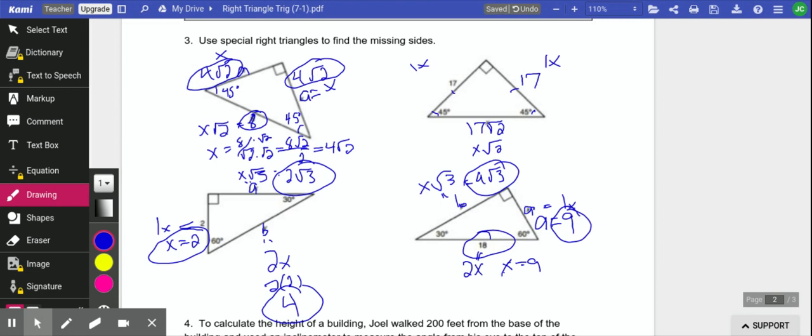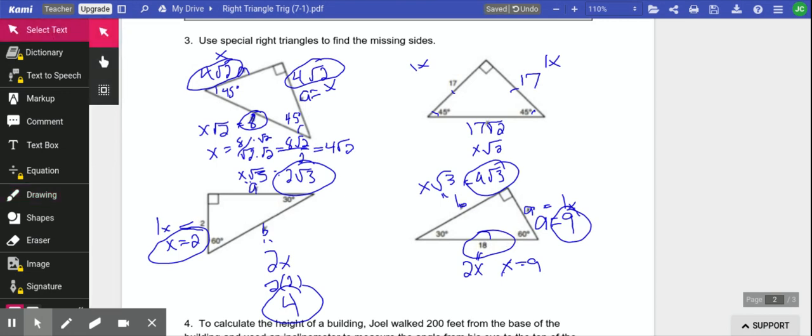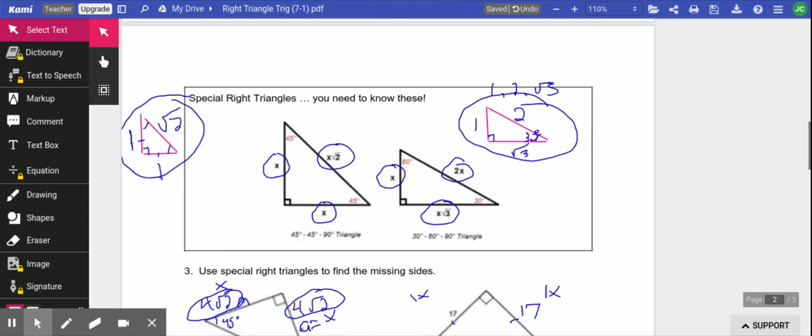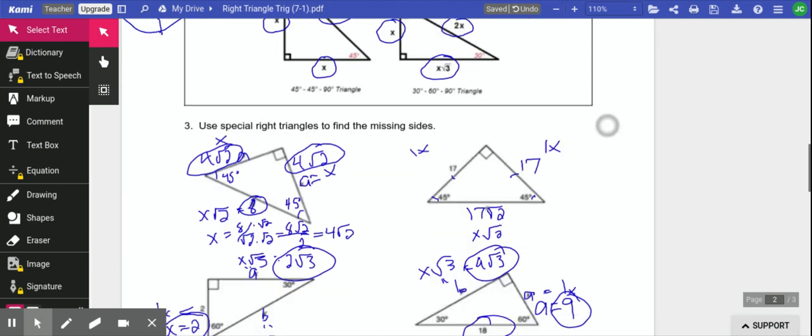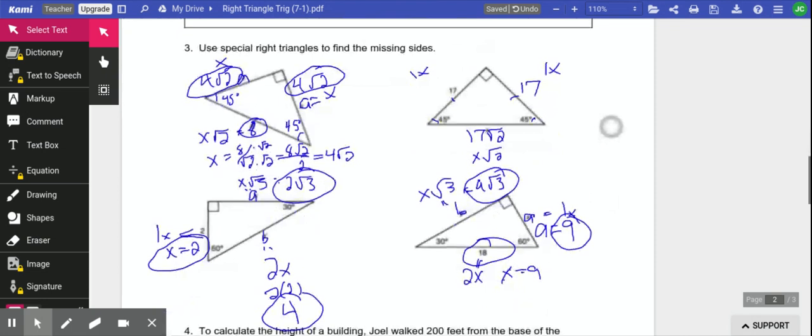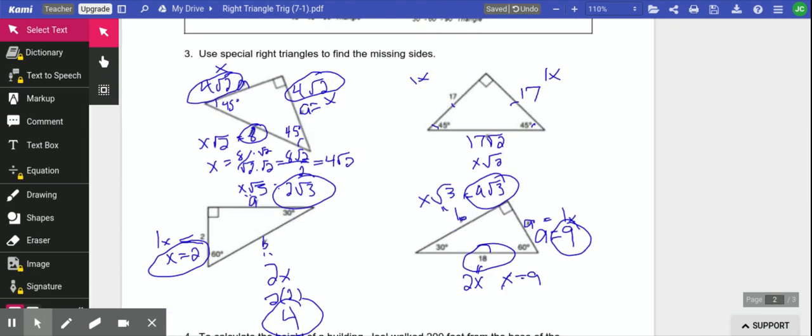Okay. We'll be dealing a lot with special right triangles, like I said, particularly the simplified version, the 1, 2, root 3, and the 1, 1, root 2. Okay, so make sure you know those. And then in these problems, we were just using those ratios. In the next video, we will just talk about some applications of SOHCAHTOA.